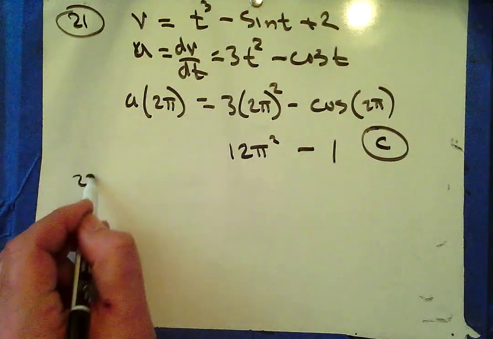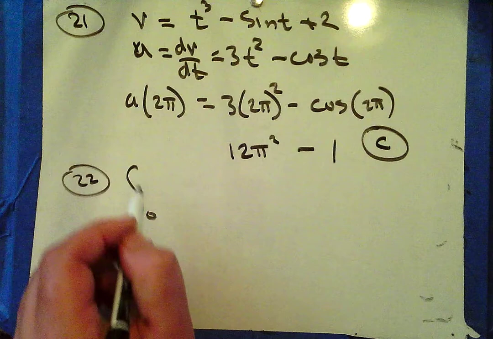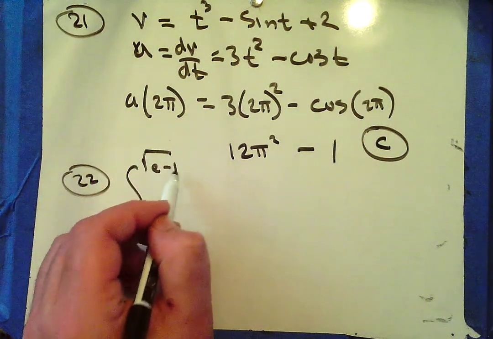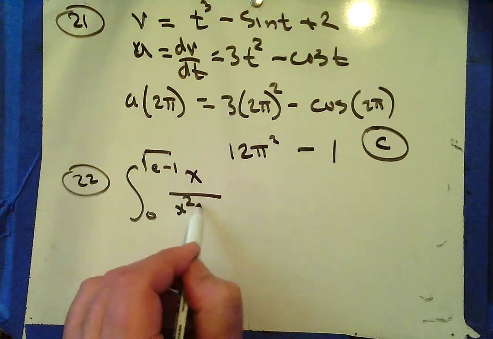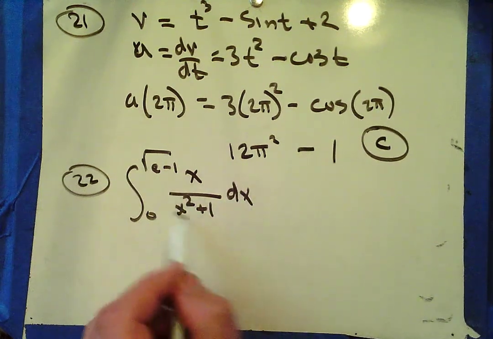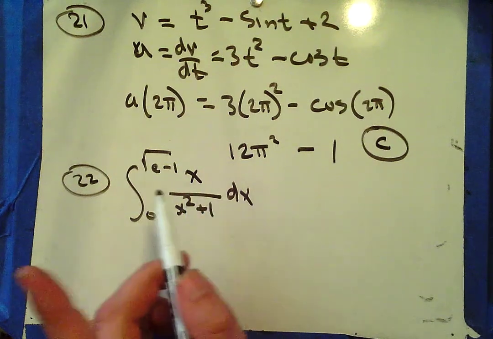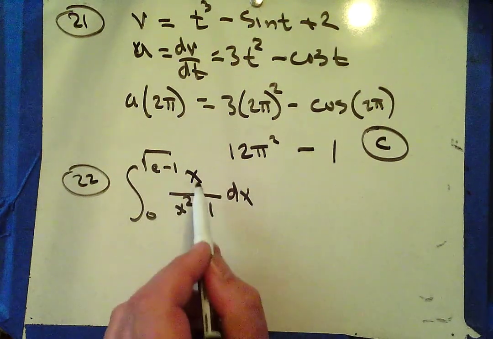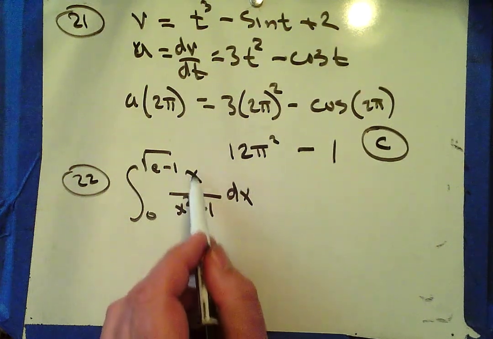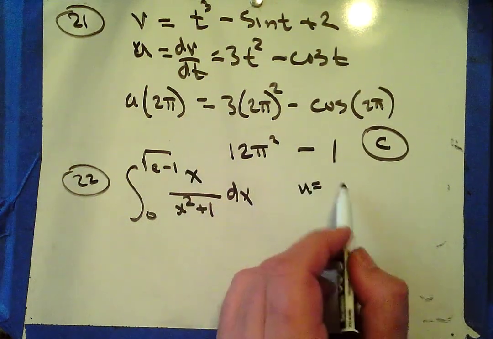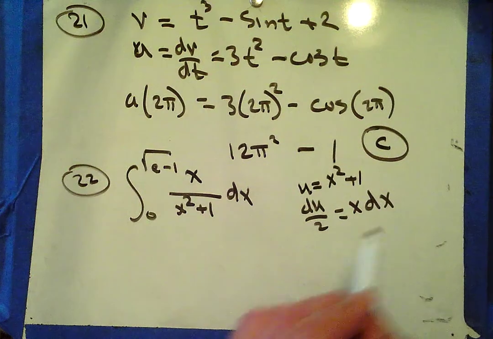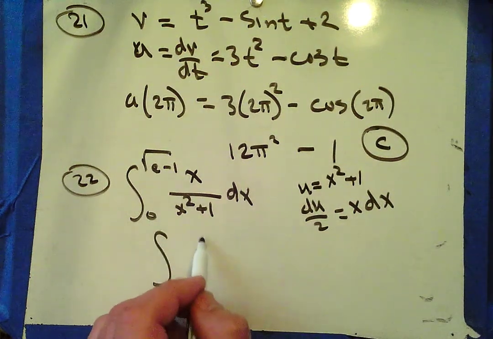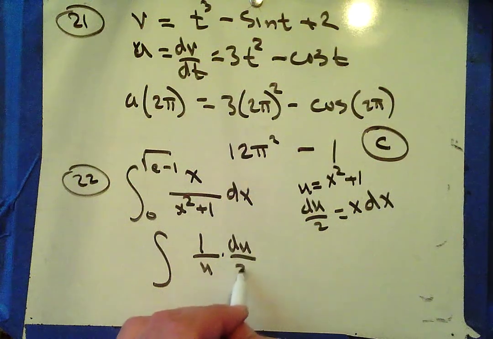Okay, 22. 22 says the integral from 0 to the square root of e minus 1 of x over x squared plus 1 dx. You know, it kind of looks like inverse tan, except, remember, I see the derivative of this up here. And for inverse tan, this would have to be a constant. It is not a constant. So u equals x squared plus 1, du over 2 equals x dx. So this becomes the integral of 1 over u du over 2.